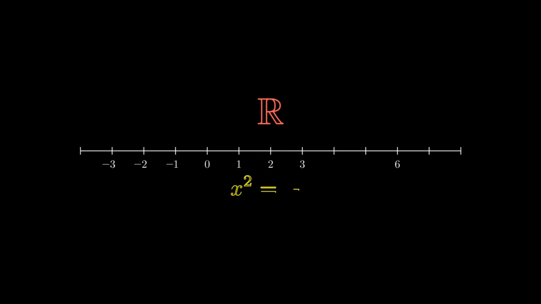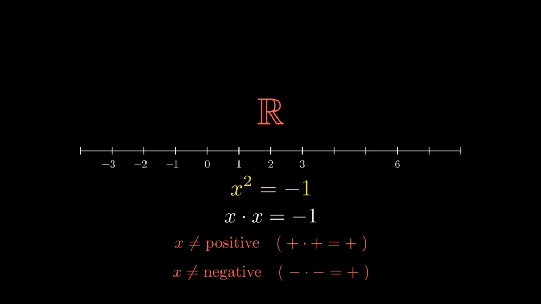So what about the equation x squared equals -1? We're looking for a number which, when multiplied by itself, gives -1. It can't be a positive number, 2 positives make a positive. It can't be negative either, because 2 negatives also make a positive. So what could it be? How about a 90-degree rotation? Just like multiplying by -1 gives a 180-degree rotation, multiplying by i gives a 90-degree rotation.